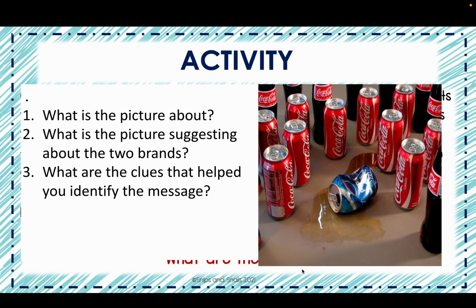Okay, so in light of what we've discussed last time about author's purpose, we will now proceed to the next lesson. But let's start with this picture. So let's answer the three questions. What is the picture about? What is the picture suggesting about the two brands? And what are the clues that help you identify the message? So, pause the video and write your answers on the bell ringer notebook, okay?